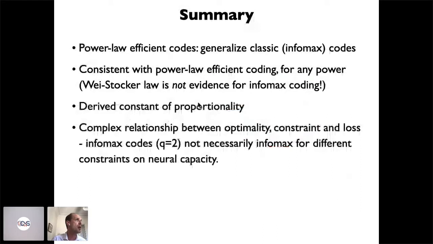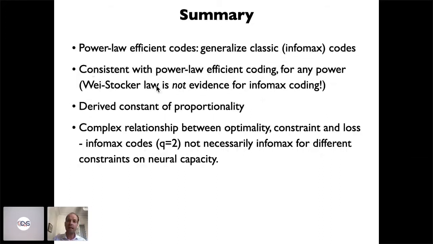I introduced power law efficient codes. These are codes in which the Fisher information is proportional to the prior distribution raised to some power q. And they generalize classic infomax codes, which are a special case when that power q equals 2. Okay, and then we showed that power law efficient coding is consistent with the Wei and Stocker law for any power q.